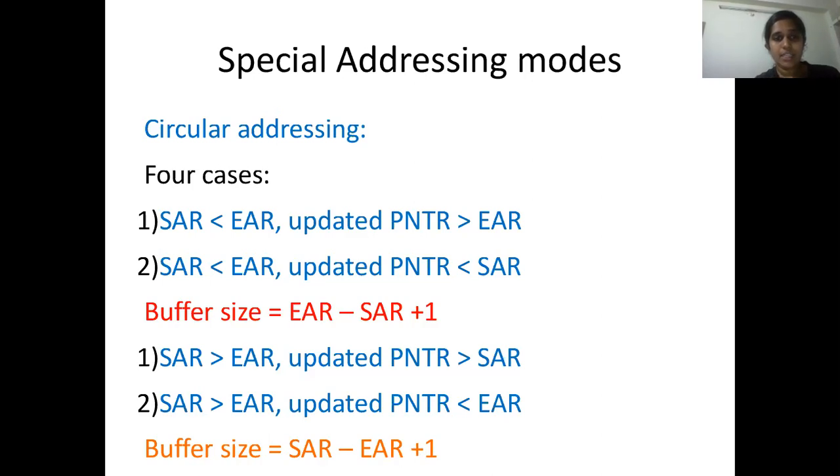If the starting address of the register is greater than the ending address of the register, the updated pointer register should be greater than the starting address of the register. If the starting address of the register is again greater than the ending address of the register, then the updated pointer register will be less than the ending address of the register. And in order to calculate the buffer size for these last two cases, we'll be going with the formula SAR minus EAR plus 1.